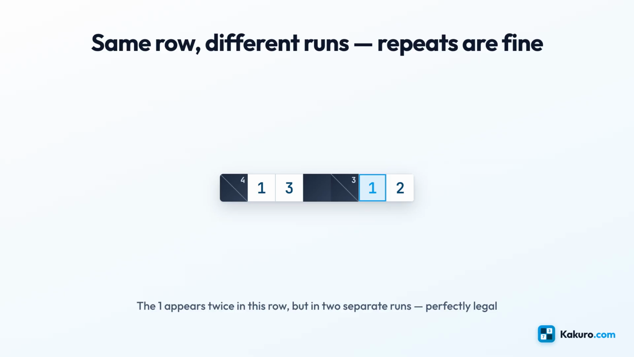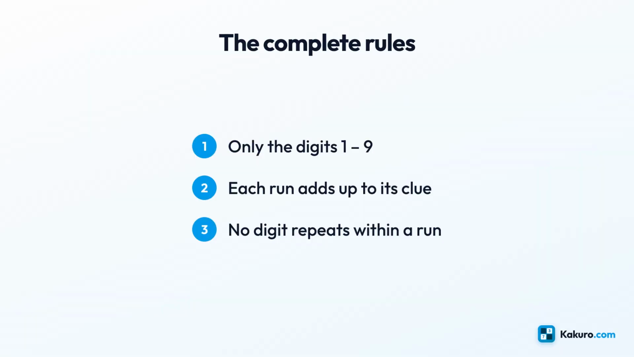The same digit may absolutely appear twice in the same row, as long as a dark square separates the two runs. That is the whole game. Digits 1 to 9. Each run adds to its clue. No repeats inside a run. Everything else you will ever learn is just a faster way to apply those three rules.